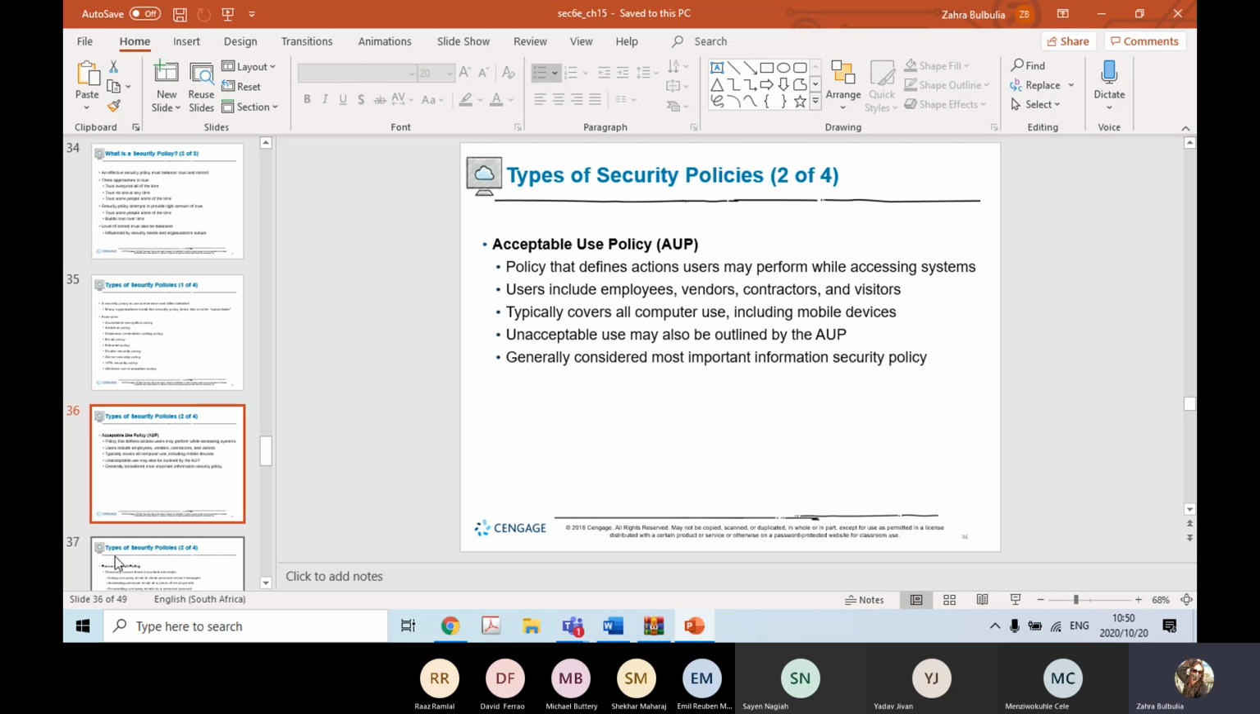So, acceptable use policy is a policy that defines actions users may perform in accessing systems. These users are employees, students, vendors, contractors, visitors. And it covers all computer use, including mobile devices. So unacceptable use may be outlined and is generally considered the most important part of a security policy. So there may be some websites that users are not allowed to go on, and that would be explicitly stated in that security policy.